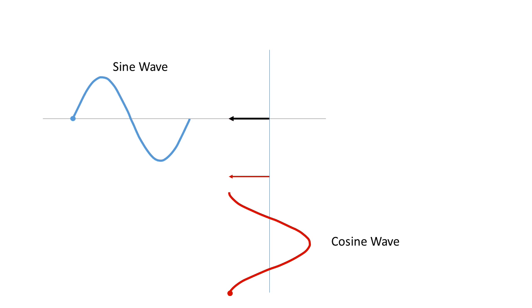This diagram shows how orthogonal or 90 degrees phase shifted sine wave signals produce a rotating vector, the black vector in the center of the screen.